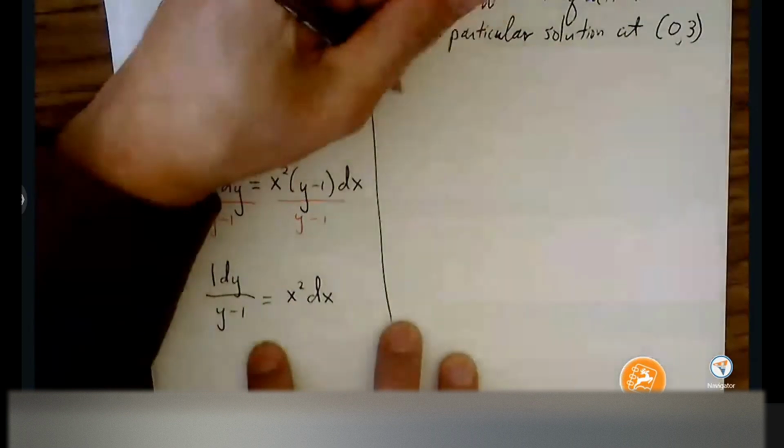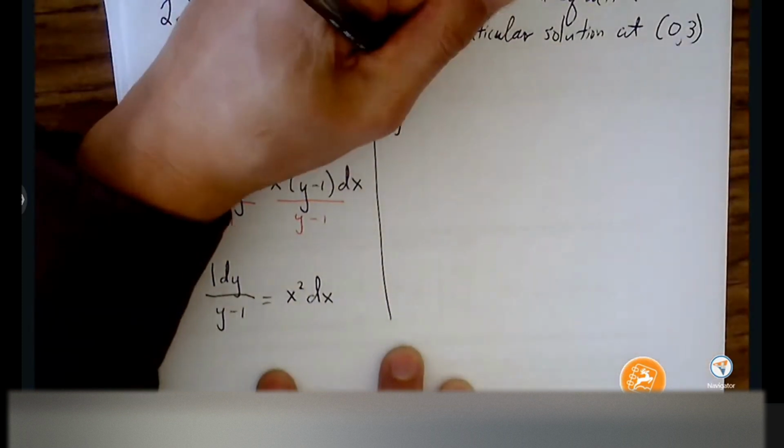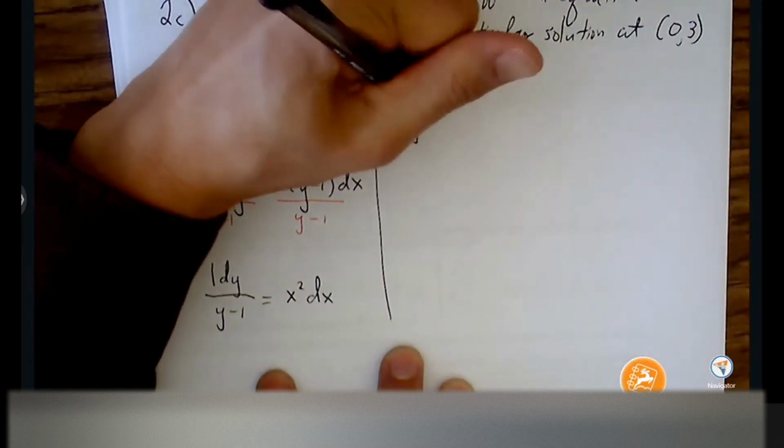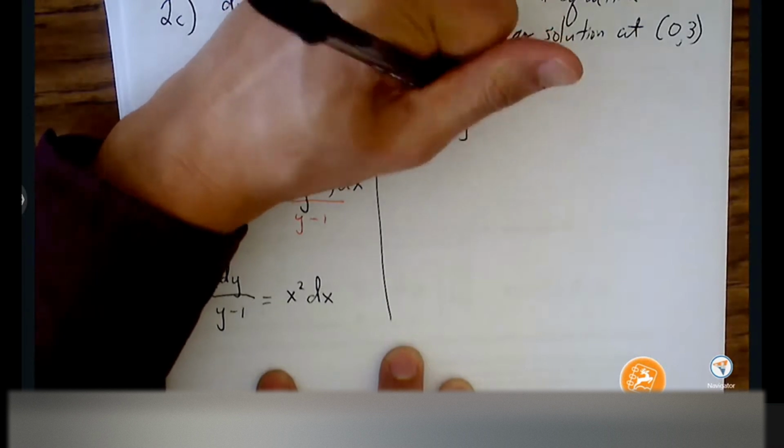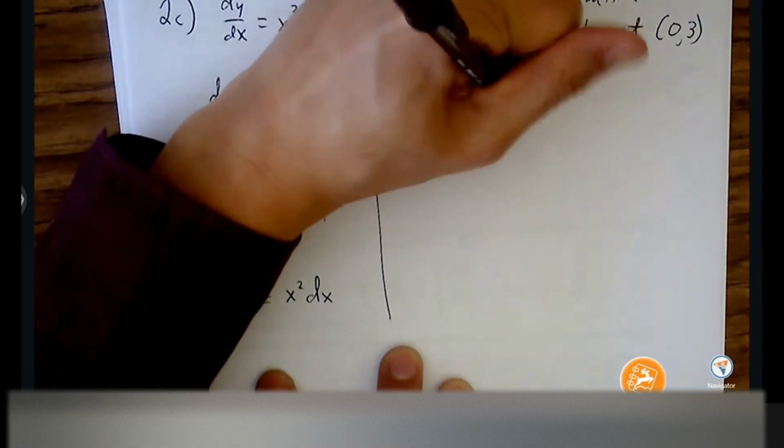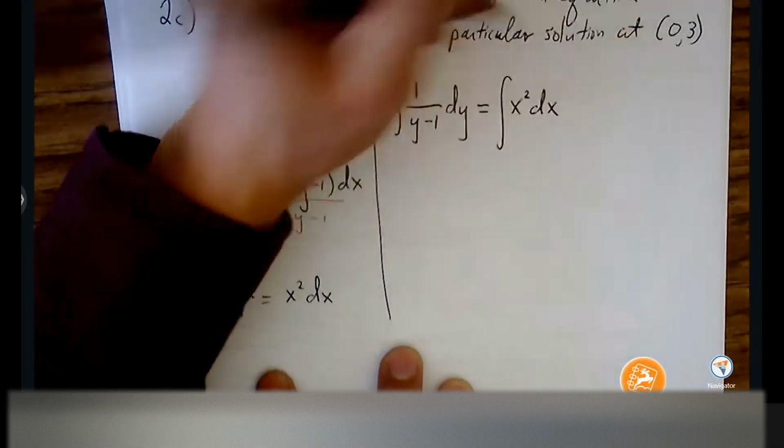All right, so we have separation of variables. I'm going to rewrite this in a form that's maybe a little easier to read. So I'm going to push that dy out in front. It helps us recognize our integral rules.